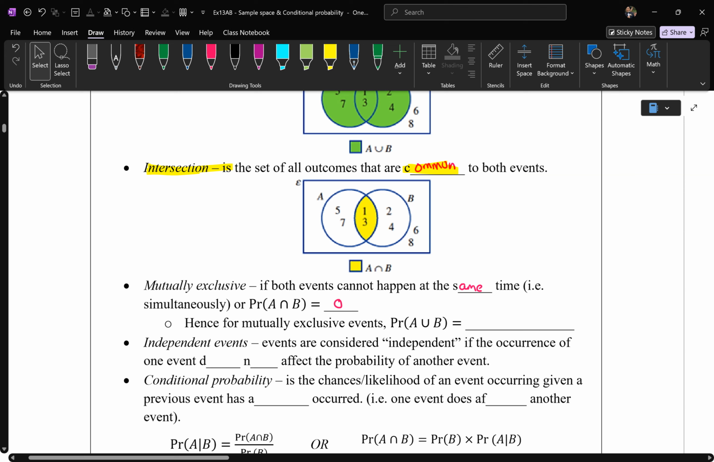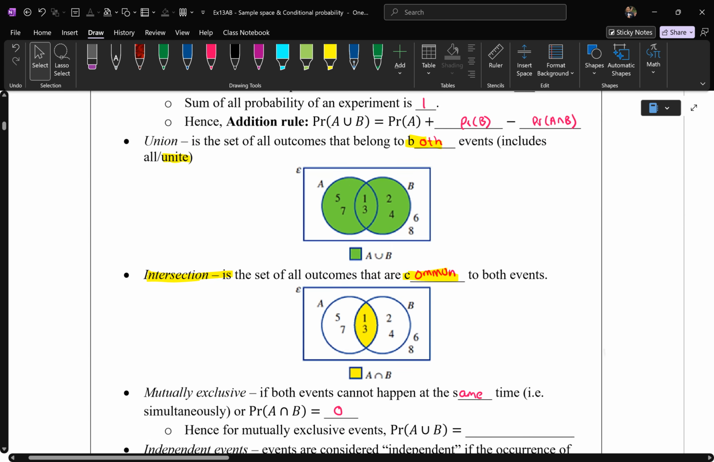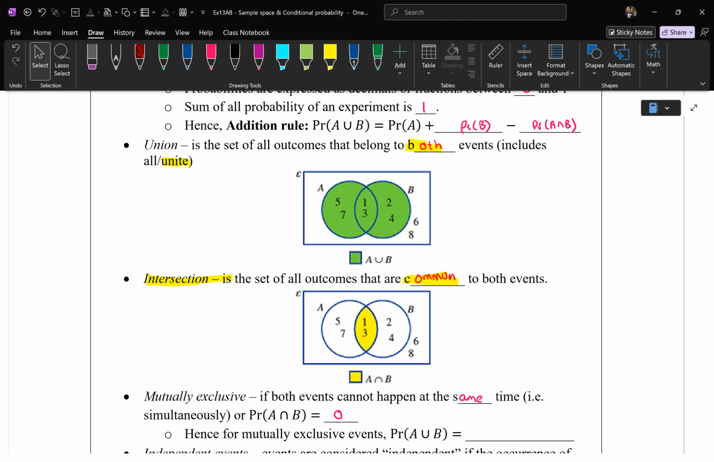Hence, for mutually exclusive events, the addition rule now becomes what? PR of A union B is equal to, let's go with Samuel. Is it 1? Yeah. Oh yeah, I guess you can. Well, it depends if there was something outside of it too. I'm not sure if it's definitely 1, but I do know, so the addition rule, which we said before, was probability A plus probability B minus probability of A intersection B. But if we know that they're mutually exclusive, then what changes? Albert? It's just probability A plus probability B. Correct.